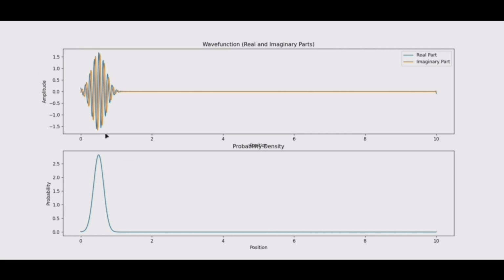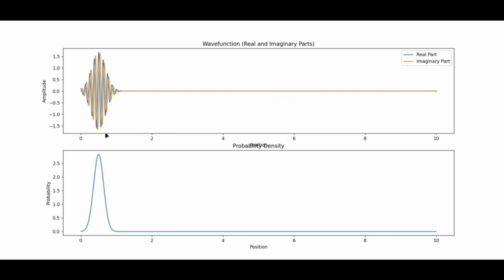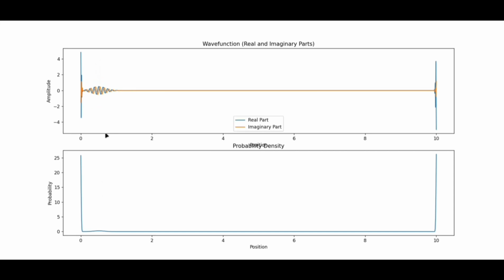Initially, the particle starts with a localized wave packet, and over time, you'll observe how the wave function evolves, spreads, and interacts within the constraints of the potential well. Pay attention to how the probability density changes as well. It's a direct interpretation of the wave function's behavior.